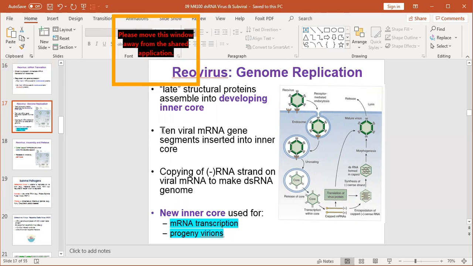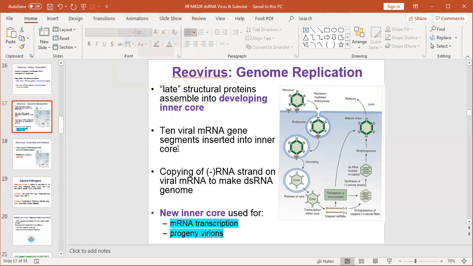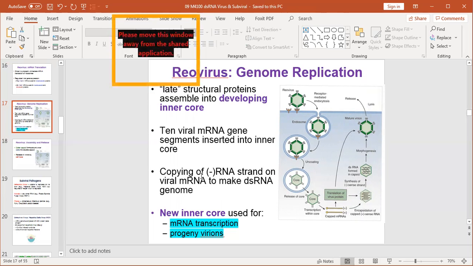So we have 10 viral mRNA gene segments that are being inserted into the inner core, and what will happen is we start copying a negative RNA strand on the viral mRNA. So mRNA is usually a copy of the positive strand. We have the negative strand in order to make the double-stranded RNA genome of the virus.